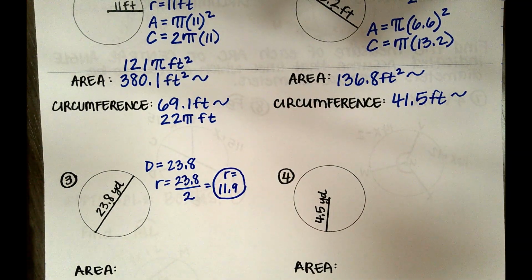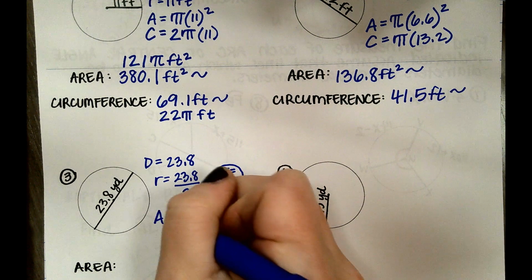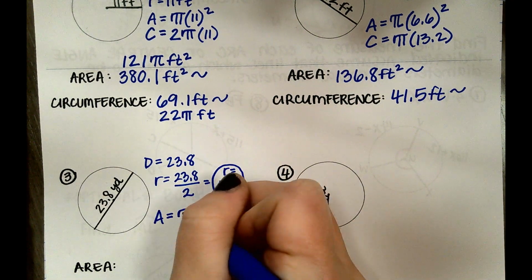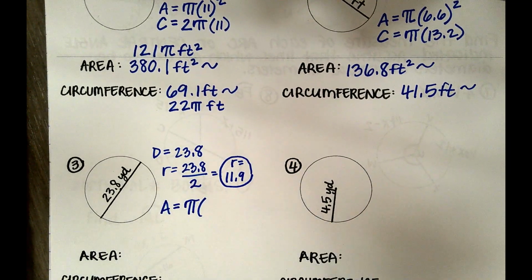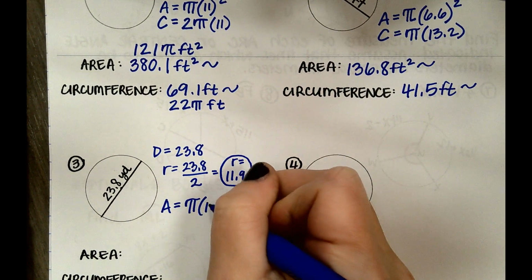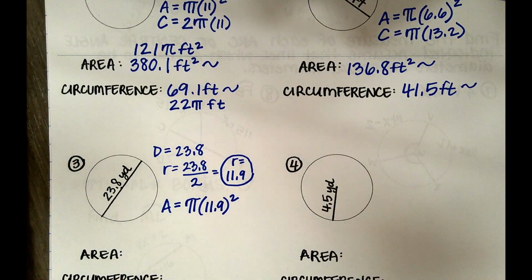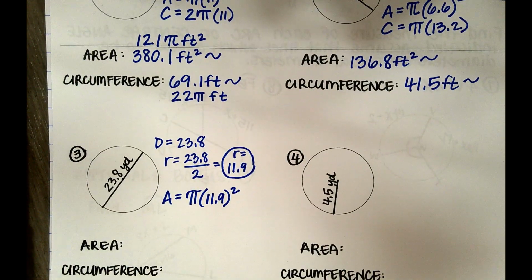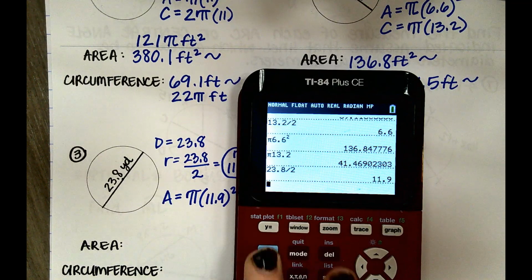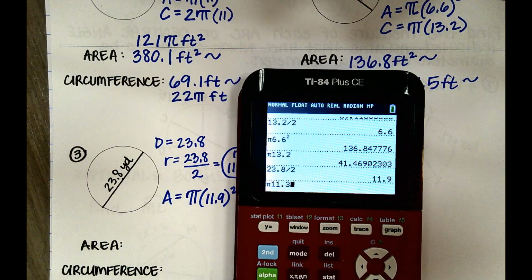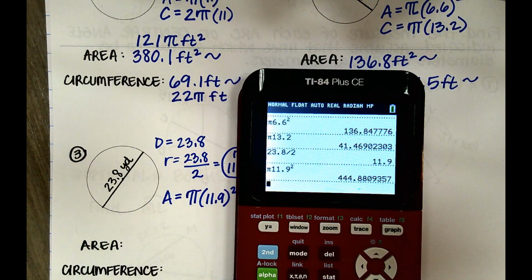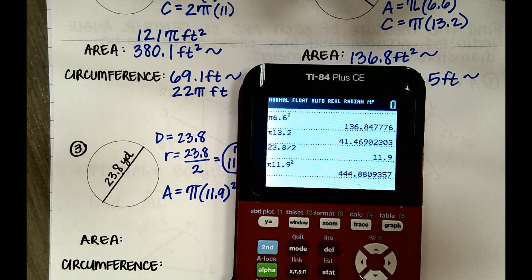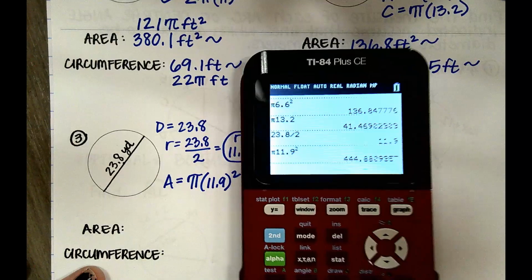Okay. And then we'll do the same thing. We'll use those formulas. Our area, pi, times, we just found the radius is 11.9. So we'll use that value, 11.9 squared. I'll just type that in. Pi 11.9 squared. And I got 444.8809 and so on. I will round that up to 444.9.